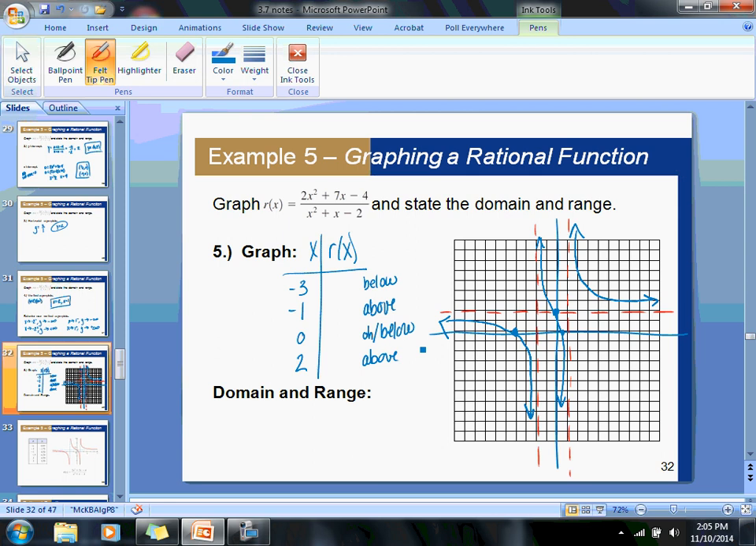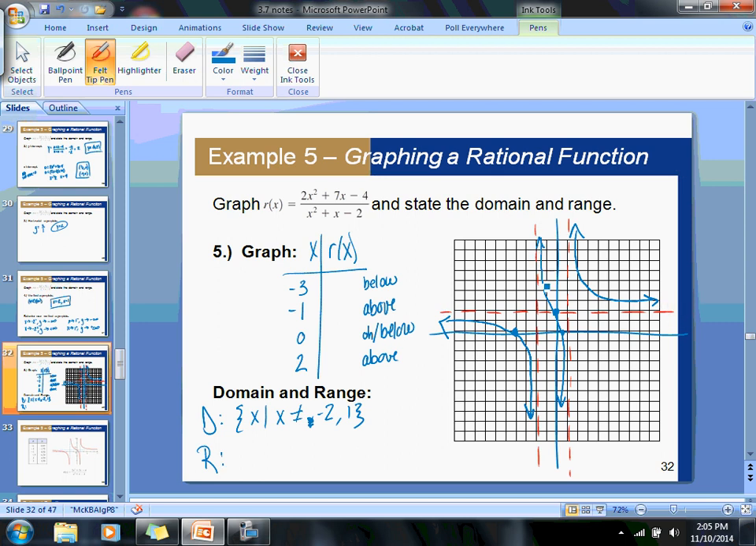And the last thing we're going to make note of is our domain and our range. So our domain, remember, that's connected to all of our x values. So that's going to be pretty much everything except our vertical asymptotes. X can't be -2 or 1. And then for my range, that's all our y values. So that's going to be pretty much all of my y values except for whatever my horizontal asymptote is.